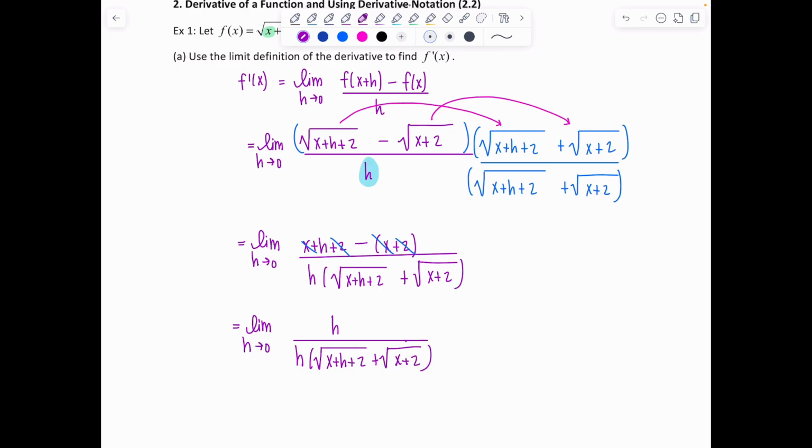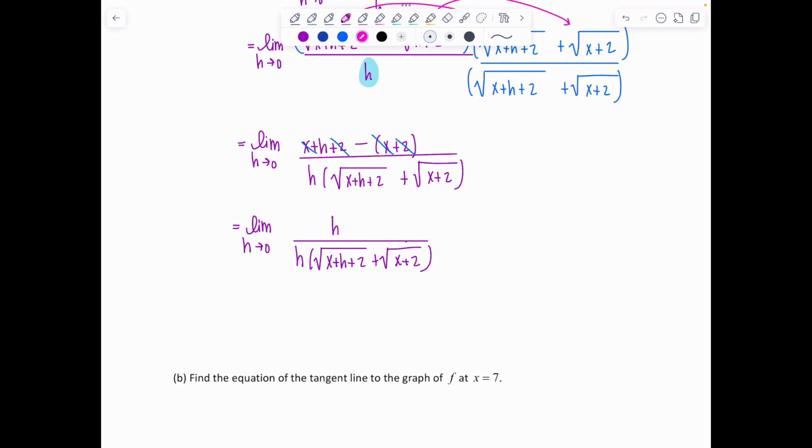Perfect. Love it. Well, we're almost home free. It's time to cancel the h at long last. Don't forget, now you're going to have a 1 in the numerator. So this is the limit as h approaches 0 of 1 over the square root of x plus h plus 2 plus the square root of x plus 2.